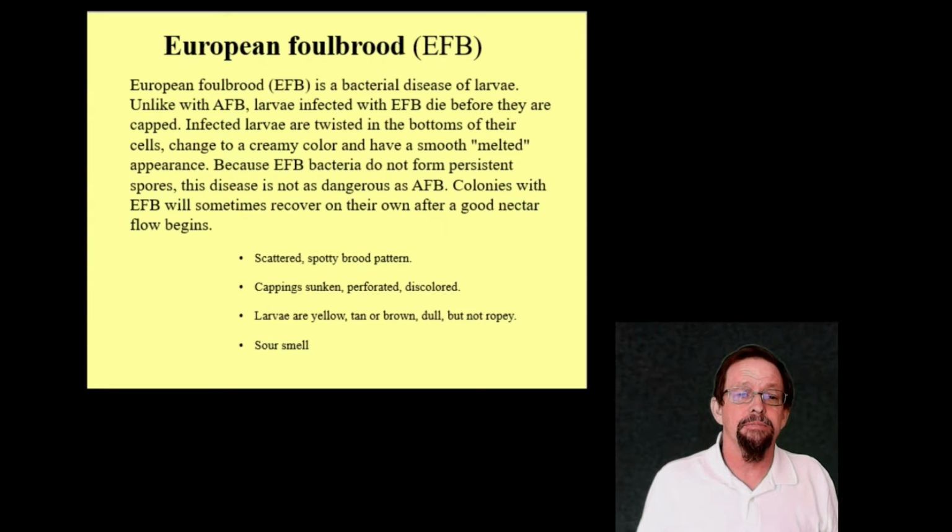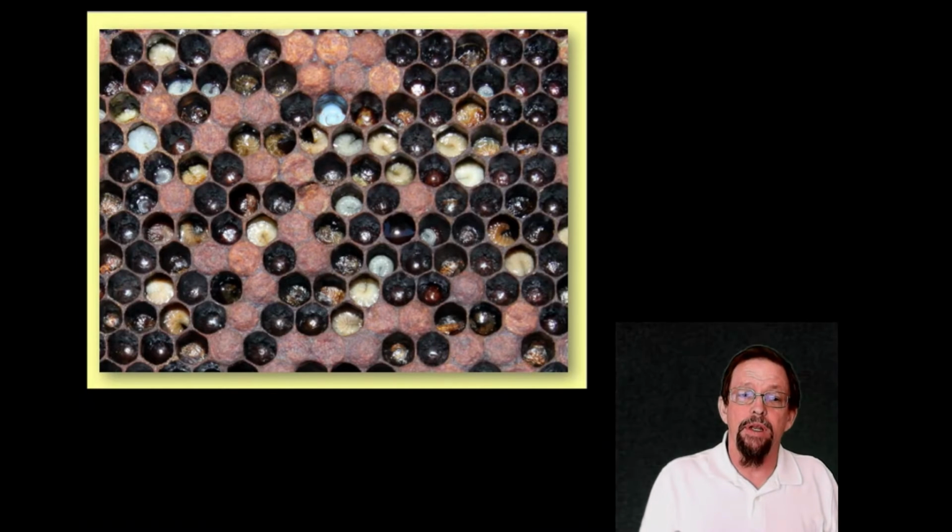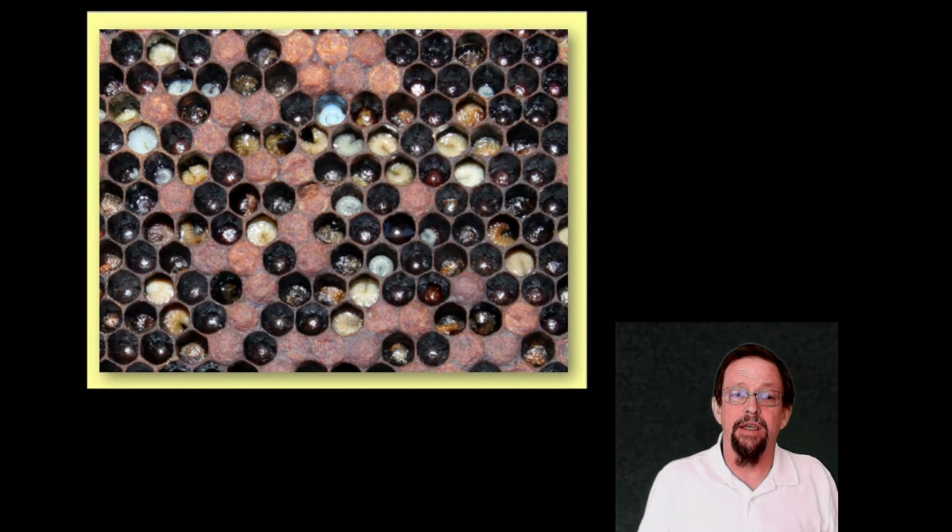Some of the signs, again, spotty brood patterns. Cappings are sunk or perforated or discolored. The larvae are yellow, tan, brown, or dull. But when you stick a stick into the cell, it does not come out ropey, and there is a sour smell. And this is what European foulbrood looks like. And you can see the larvae in there. They kind of have a smooth, glassy, kind of melted look in the bottom, and the spotty brood pattern.